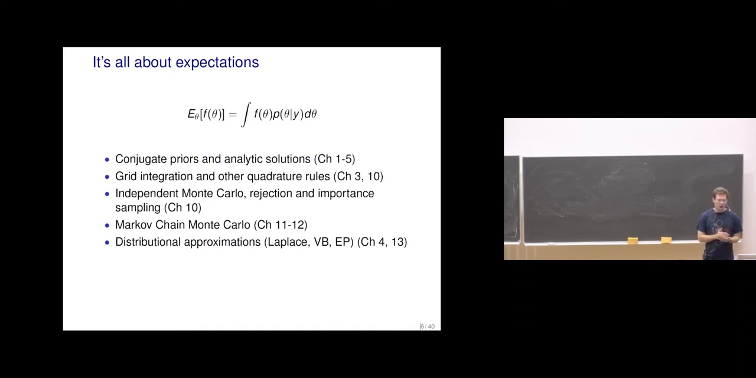In chapters 1 to 5, it was conjugate priors and analytic solutions. In chapter 5, there's also a one-dimensional integral with no analytic solution, but mostly conjugate priors. We did have this grid integration in chapter 3, and in your exercise, chapter 10 mentions some other options. Chapter 10 also has independent Monte Carlo, rejection and importance sampling. Then next week, we talk about Markov chain Monte Carlo. Importance sampling is closely related to distributional approximation, but more about these is in chapter 4, which we discuss at the end of the course, and then chapter 13, which we don't discuss in this course, but you can read if you are interested.